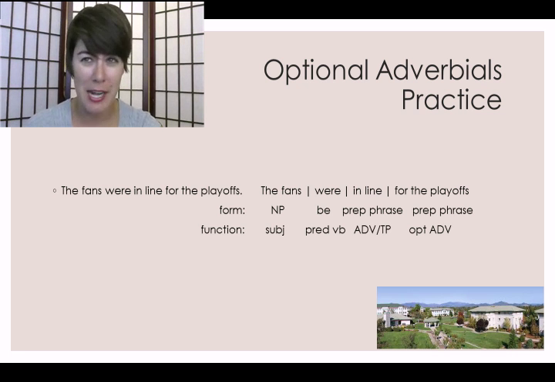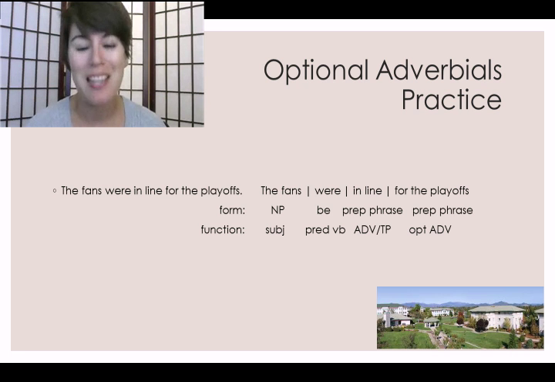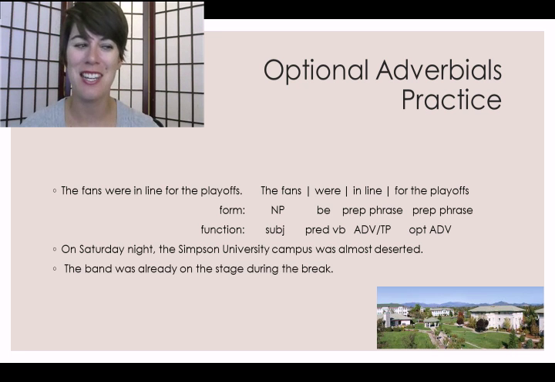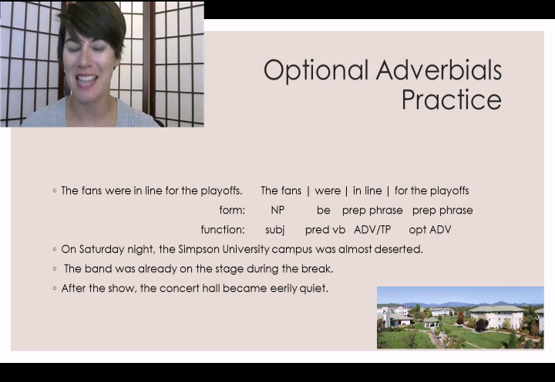Subject is the fans, predicating verb is be, and since it's a be verb, we know we are dealing with pattern 1 or 2 or 3. So when I say the fans were in line, I am telling you required information for pattern 1. So that's an adverb of time or place. That's required. Not to be confused with for the playoffs, which is an optional adverbial. See the difference between these two? And the diagram will reflect this difference. Here are a few additional sentences for you to include in your homework. Please do form and function as well as the diagram.